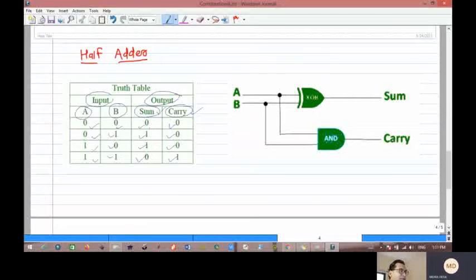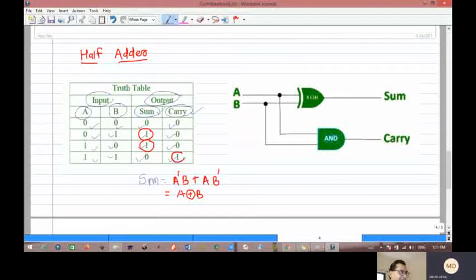If we write the Boolean expression for the sum output, the sum is nothing but this one, considering the 1 values. One value we get because of A' into B. Similarly, this one we get because of A into B'. This is the function expression of the XOR gate. So we get the sum as A XOR B.